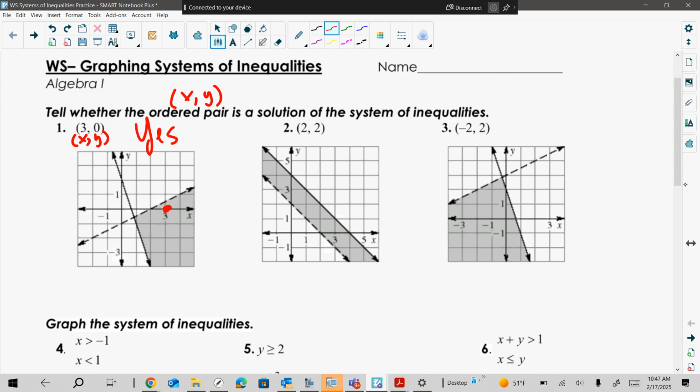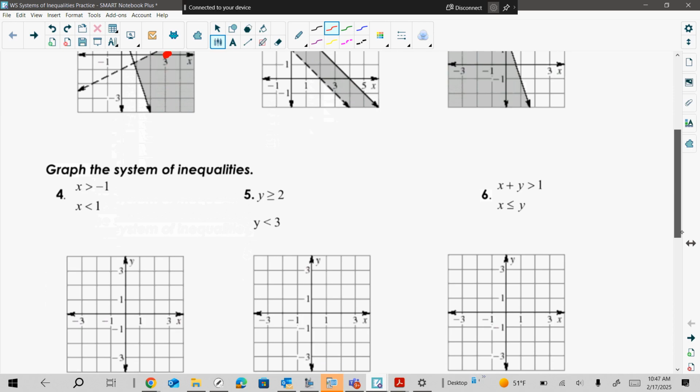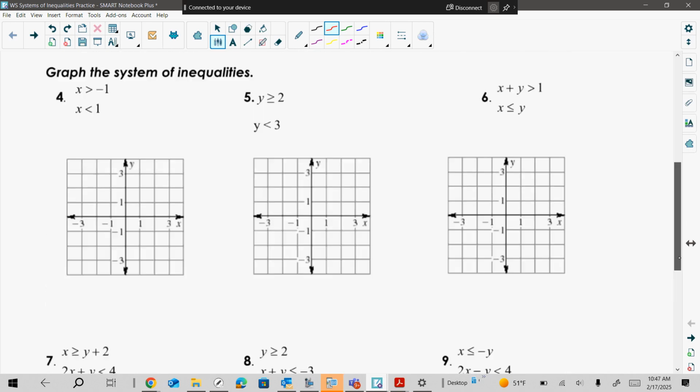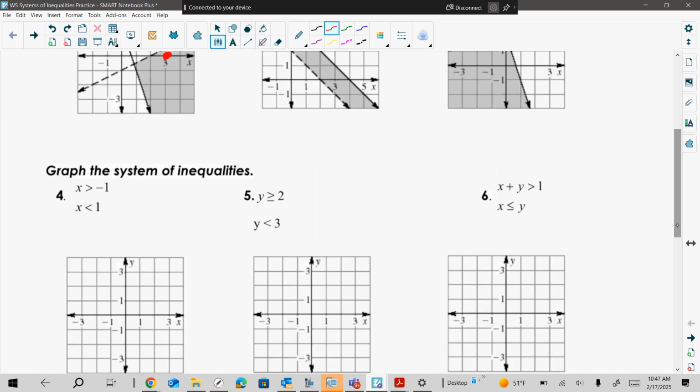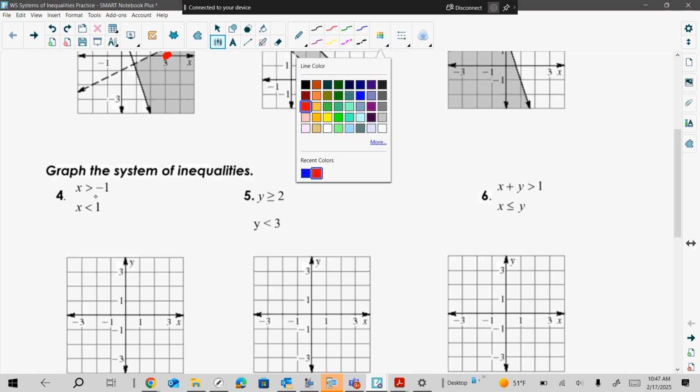Okay? Now, when you get through 4 through 9 here, you're going to graph the systems of inequalities. The first set, the first 3 here, are dealing with special lines. So if I look at x is greater than -1, because it's an x, what type of line is this going to be?